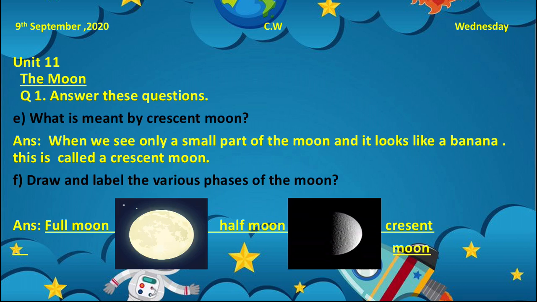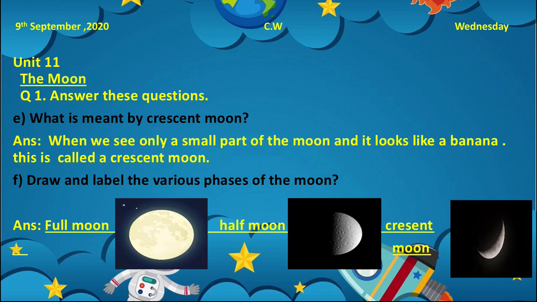Crescent moon. As we have learned in question number E, now you can see the crescent moon looks like a banana. So you have to draw all these 3 pictures, label them and draw them nicely.